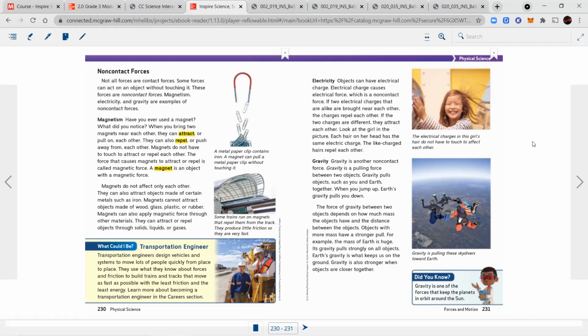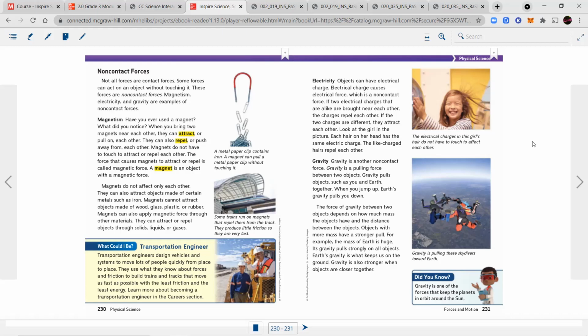Look at the girl in the picture. Each hair on her head has the same electrical charge. The like-charged hairs repel each other. So notice how her hair is standing up and pushing away from the rest of her head. It's a non-contact force because it's the electricity that's going through it. And we know that they are like charges. That means they're the same because they're pushing away from each other. They're not sticking to each other.